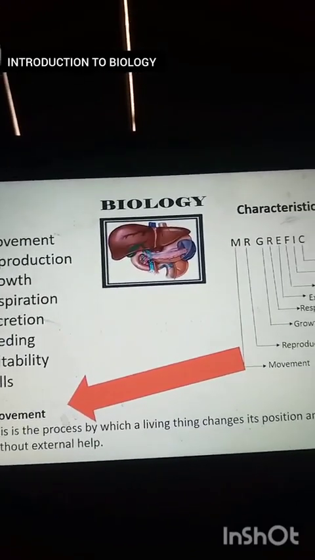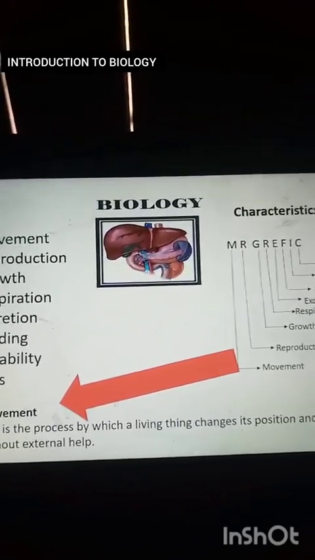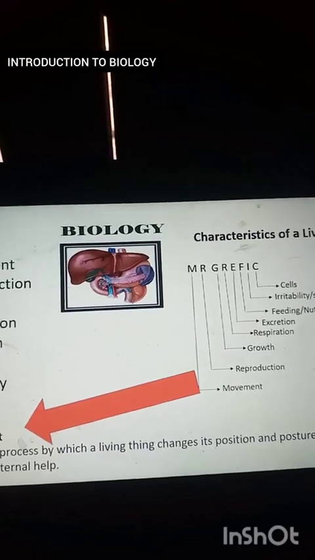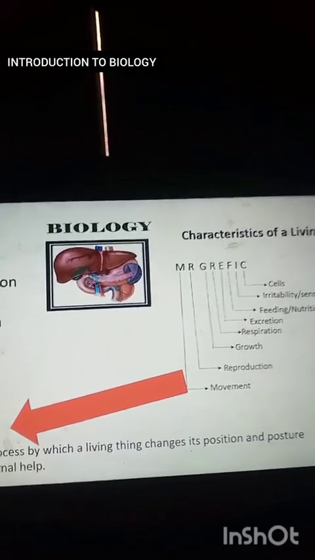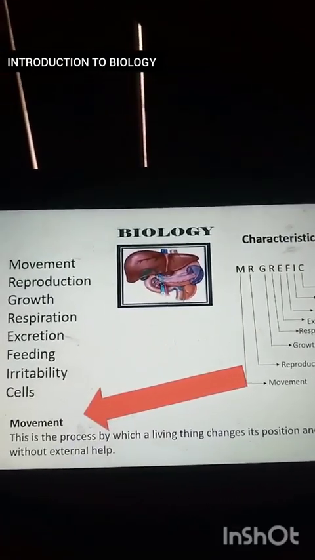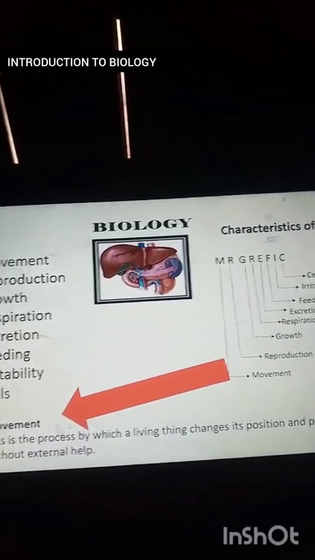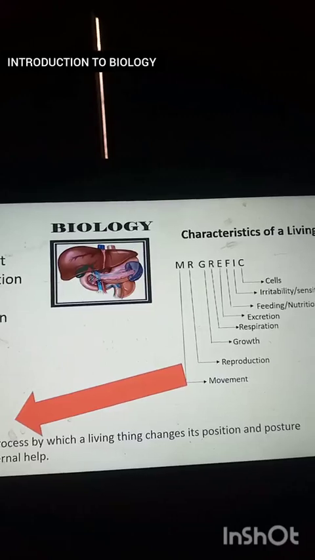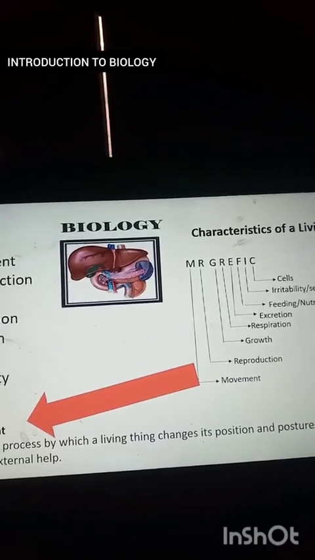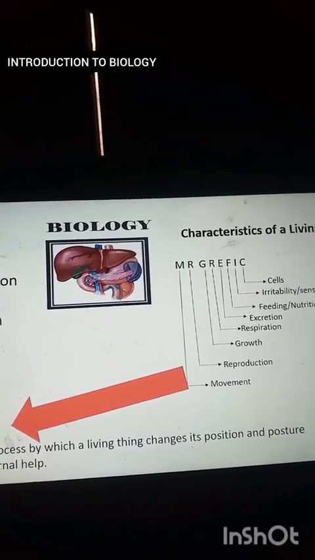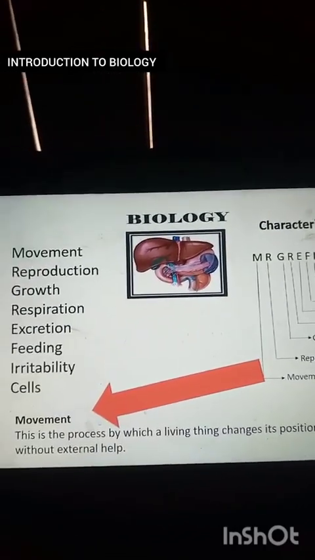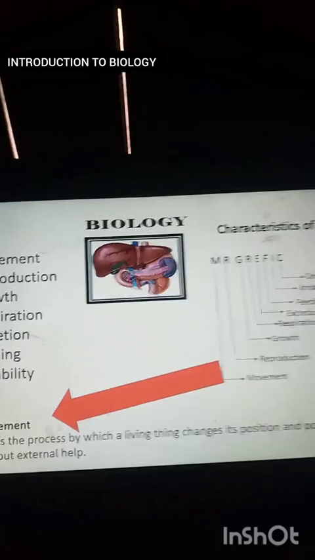How do plants move? Plants move as they respond to stimuli. For example, if a plant grows in the sun, it will bend towards the position where sunlight is available. Again, if a plant grows in a rocky area, the roots would turn and respond to the area where there is water. That is what we call movement.